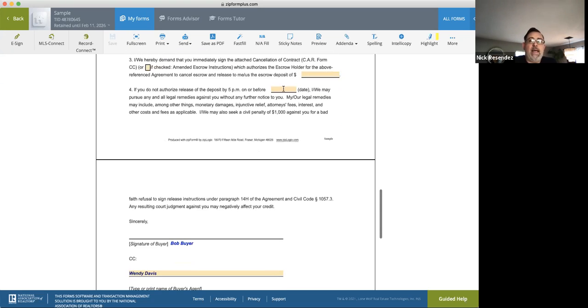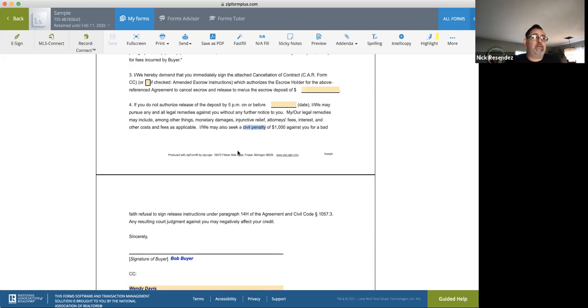If you don't do that by X amount of days, we intend to pursue you for any and all legal remedies against you without further notice. And many of you know this, but many of you don't. The contract provides a $1,000 civil penalty against a party who tries to keep a deposit in bad faith and refuses to release. Okay. So we're just telling them that they're exposing themselves to liability, potentially legally, and that we might include a $1,000 civil penalty on top of that.